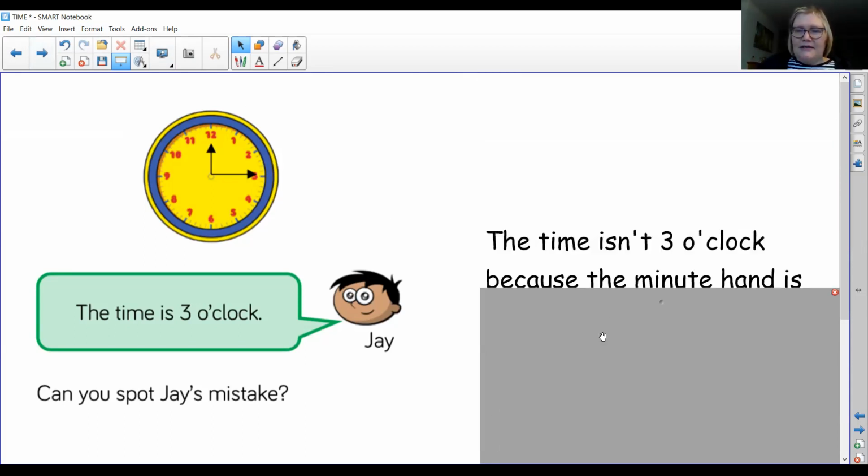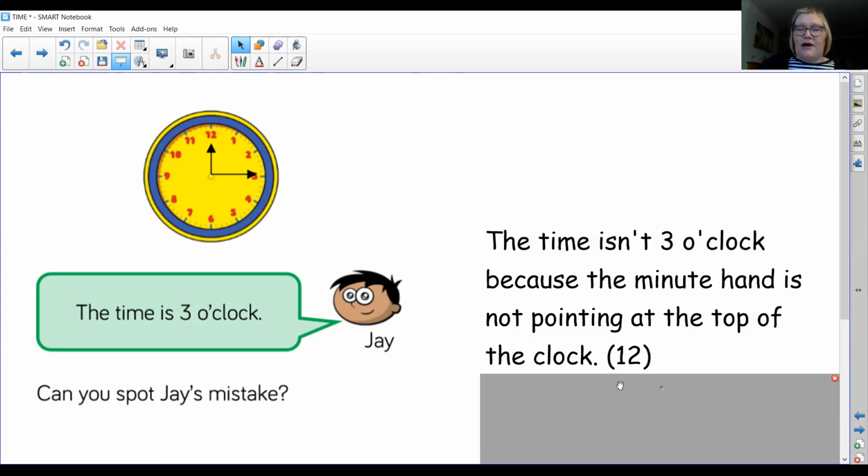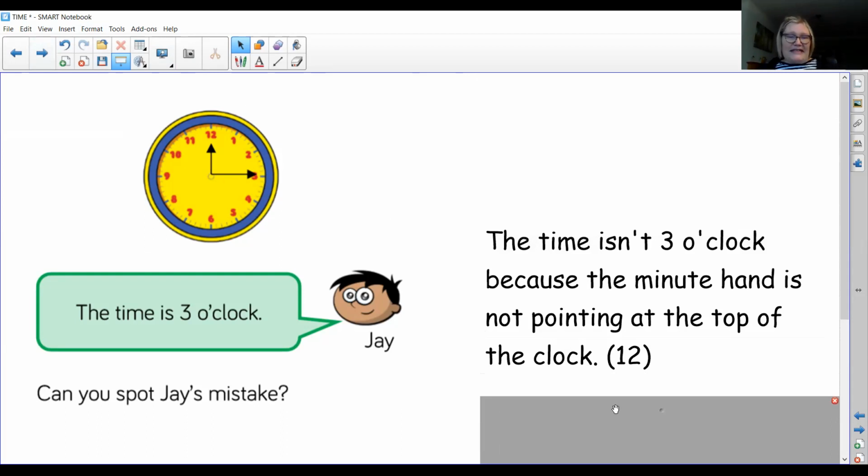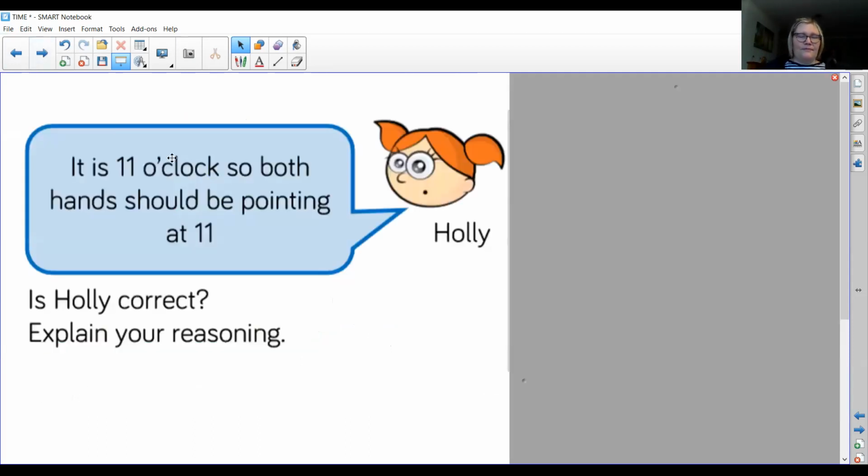So I've written the time isn't 3 o'clock because the minute hand is not pointing at the top of the clock, which is 12. So I've explained Jay's mistake. Hopefully you got the same. Let's look at another one.